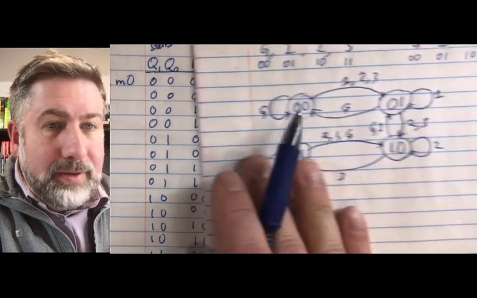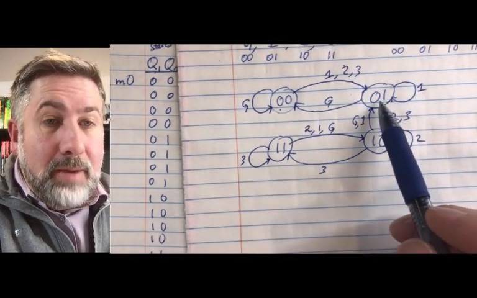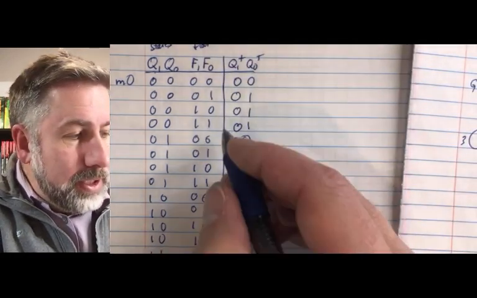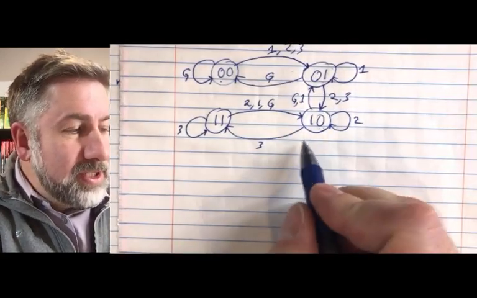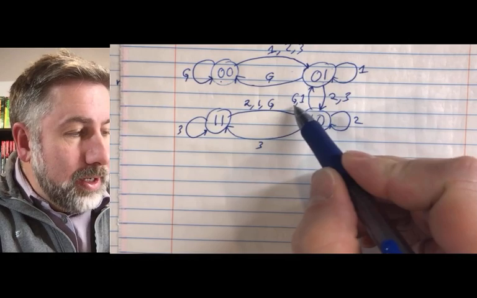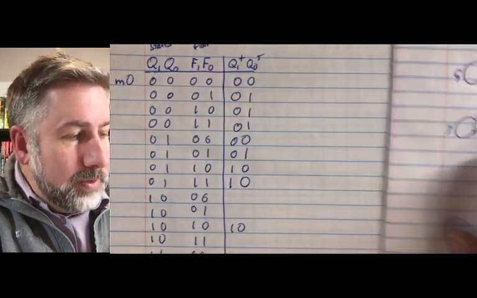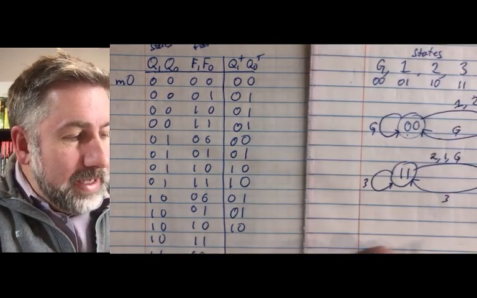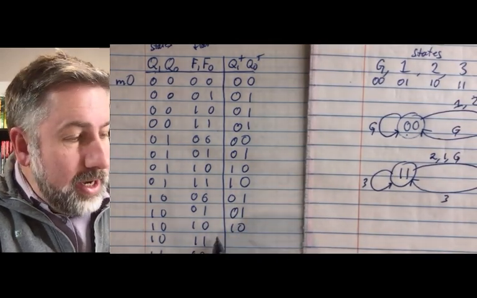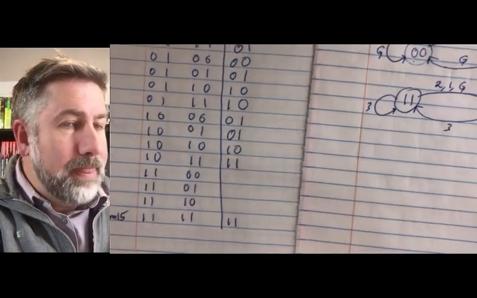If I get a 1, I stay in state 1. But if I get a 2 or a 3, I go to state 2. Then, if I'm in state 2, if I get a 0 or a 1, I go to state 1. If I get a 2, I stay in state 2. And if I get a 3, I go to state 3.